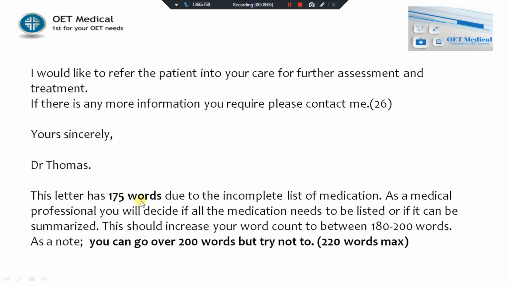This letter has 175 words due to the incomplete list of medication. As a medical professional, you will decide if all the medication needs to be listed or if it can be summarized. As I said before, there's a lot of the medication missing. If you need to include it, it should bring your word count up to between 180 and 200 words with everything that you've read in this letter.